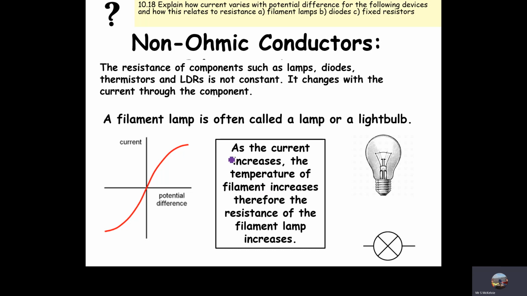Non-ohmic conductors means the resistance changes. Now what we see here is that initially there is a sort of a straight line, but eventually that straight line disappears and instead we get this curve at the top. This is a non-linear relationship, a non-directly proportional relationship. What does this actually mean then?